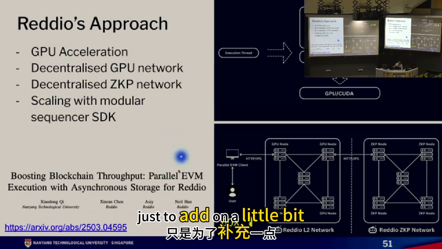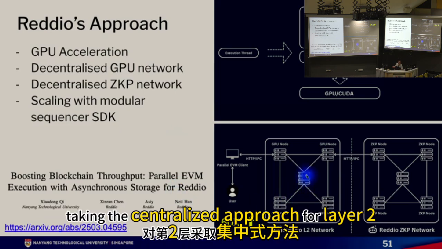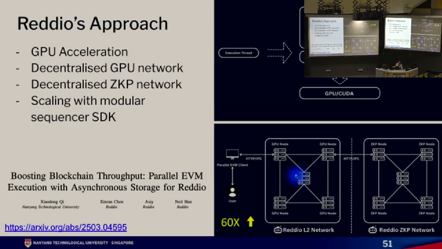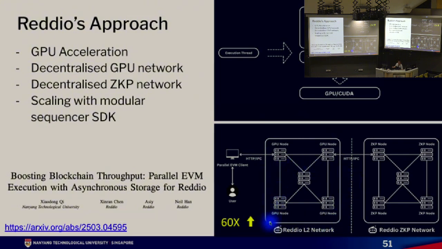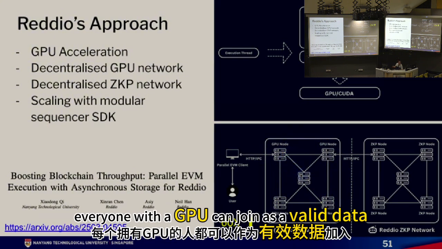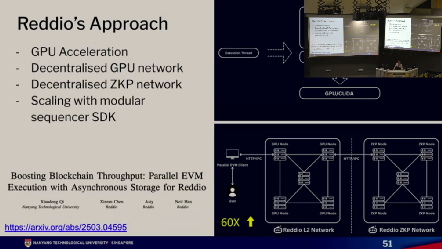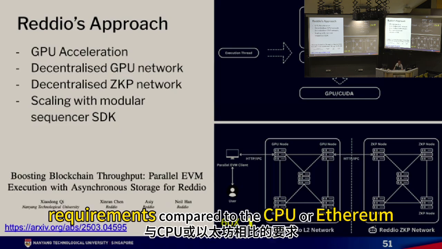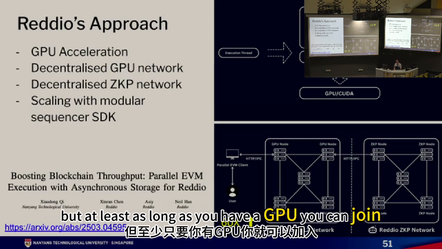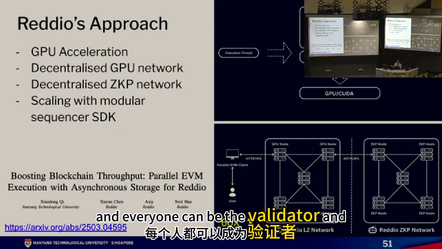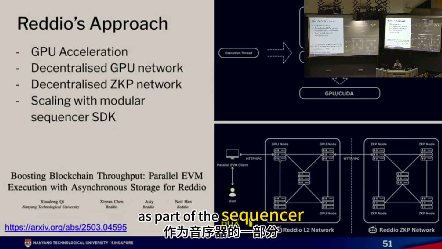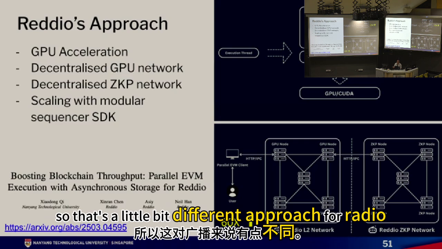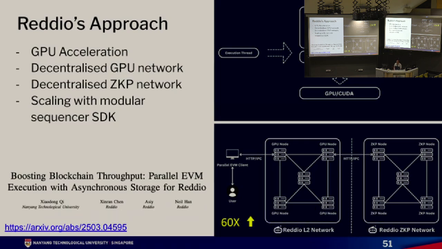Just to add on a little bit, we are not really taking the centralized approach for layer 2. We actually have a decentralized GPU node. Everyone with a GPU can join as a validator, which is a little bit harder requirement compared to the CPU or Ethereum, but at least as long as you have a GPU, you can join. And everyone can be the validator and generate the block as part of the sequencer. So that's a little bit different approach.